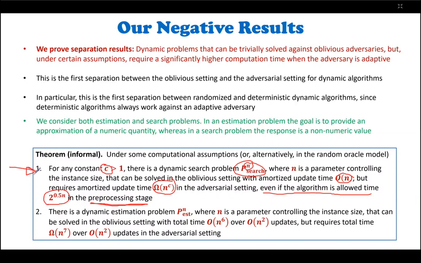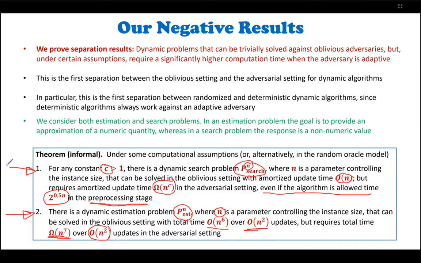Okay, that's our separation for a search problem. Here is a statement of our separation result for an estimation problem. We show that there is a problem, let's call it P and S, where again, n is a parameter controlling the size of the input, that can be solved in the oblivious setting with total time n to the sixth over n squared updates. But in the adaptive setting, it probably requires at least n to the seventh time over the same n squared updates.